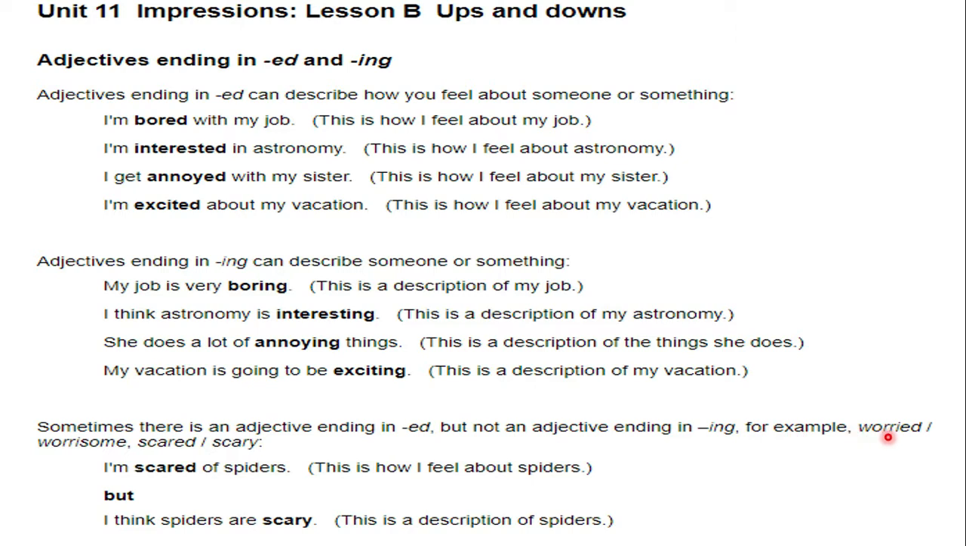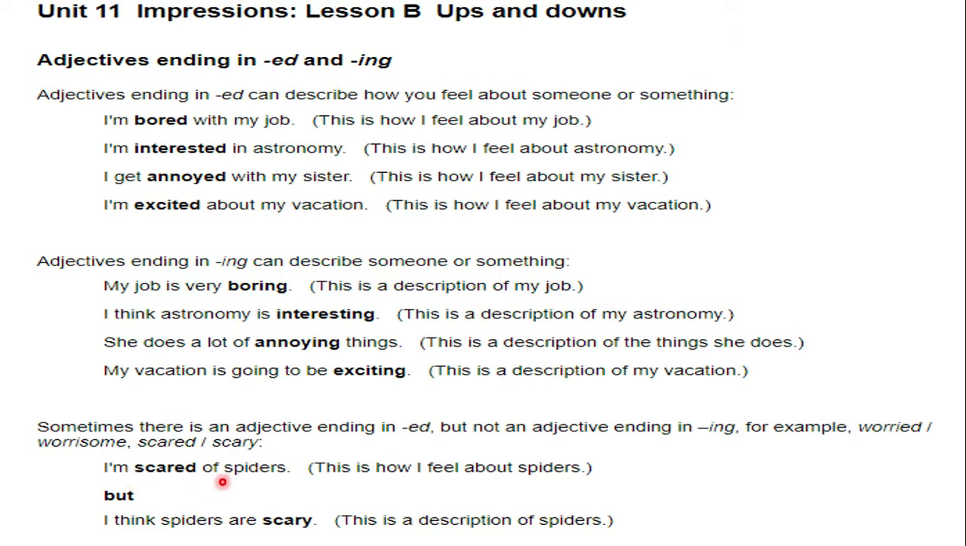For example, worried, worrisome, scared, and scary. ¿Ya? Es decir, cuando yo, por ejemplo, digo I feel worried, yo me siento preocupado, ¿ya? You can say this situation is worrisome, ¿ok? When you describe the situation, ¿ya? Esto es una excepción. And I feel scared, yo me siento un poco asustada o asustado. You can say this situation is scary.